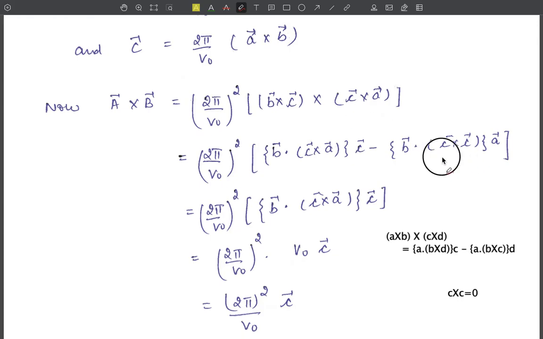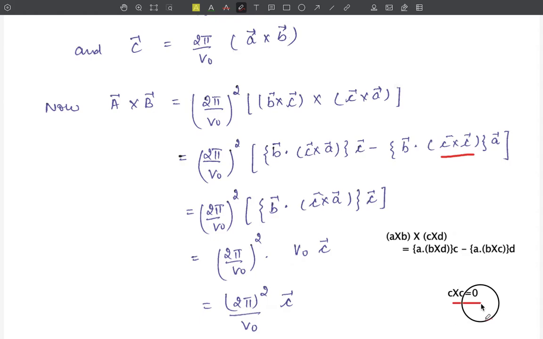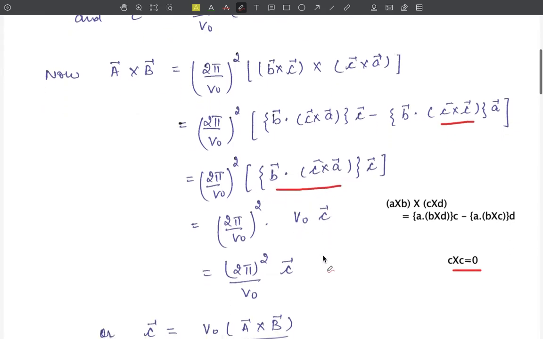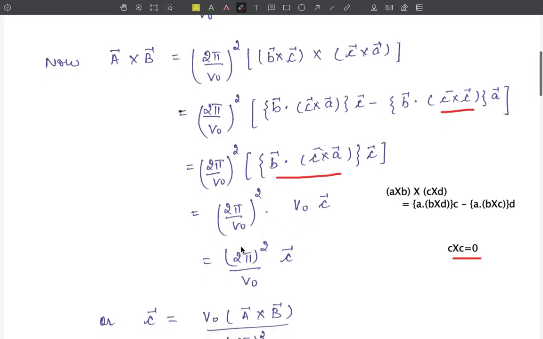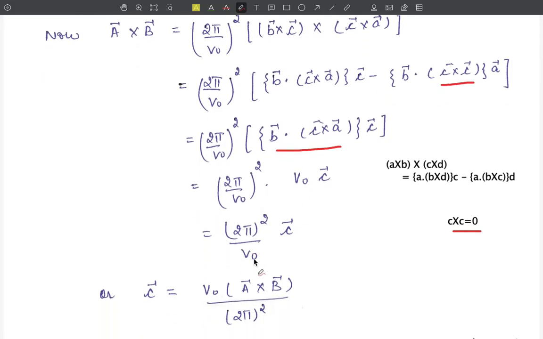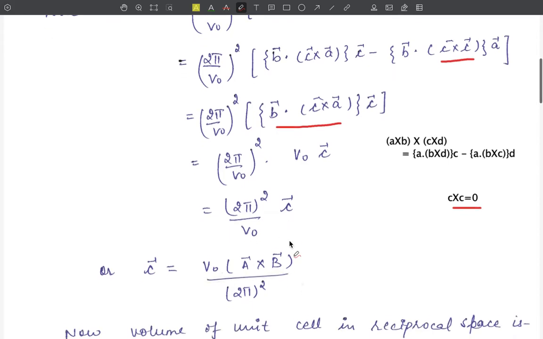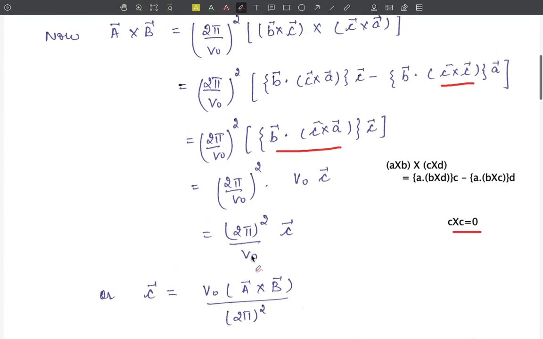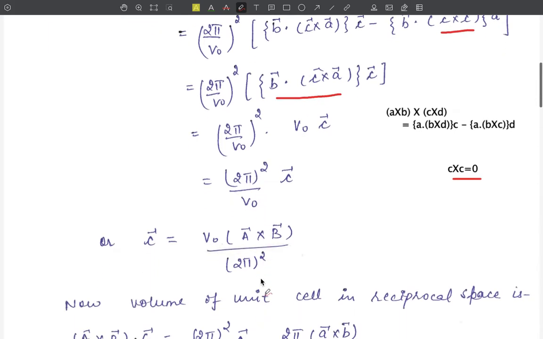Now, since we know that C cross C is equal to 0, this term will be 0 and we are left with B dot C cross A into C. Now, we know that B dot C cross A is the volume of the direct lattice, V naught, into C vector. V naught cancels out one V naught and we get 2 pi whole square upon V naught into small c vector. From here, we find the value of small c vector is equal to V naught into A cross B vector upon 2 pi whole square.